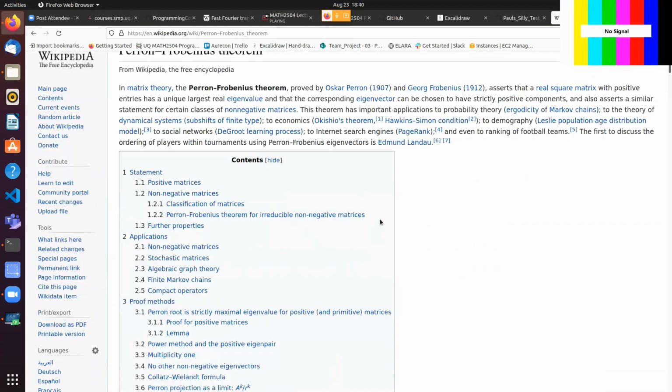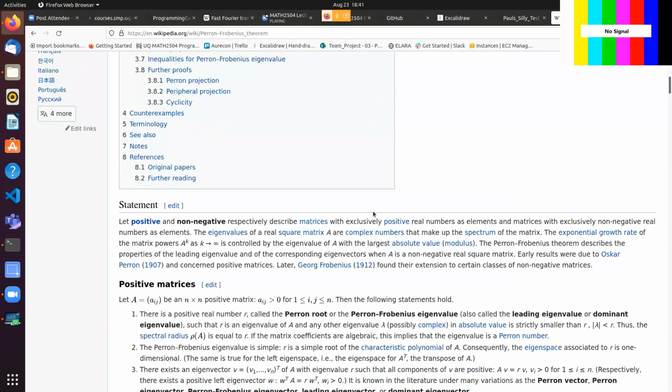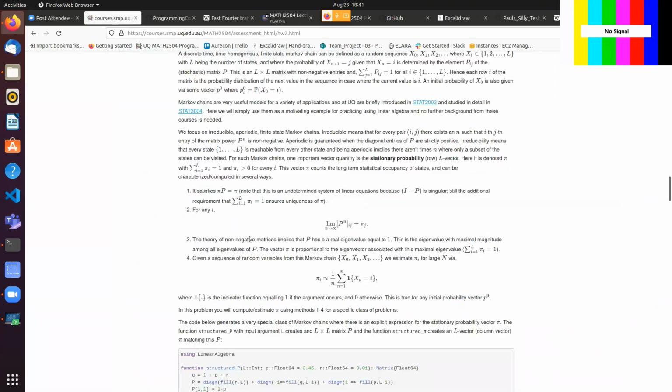This is a special result where you look at the eigenvalues of a square matrix, and you look at the largest one. Let's make sure we get the words right. The theory of non-negative matrices implies there's a real eigenvalue equal to 1. This eigenvalue has maximum magnitude among all eigenvalues of P. The vector p is proportional to the eigenvector associated with this maximal eigenvalue.